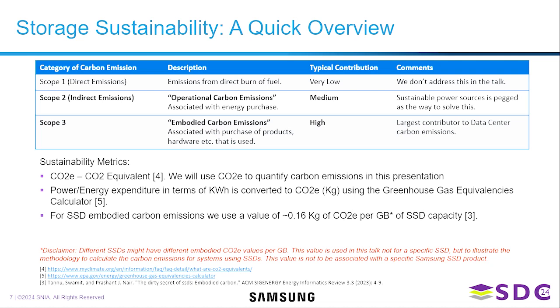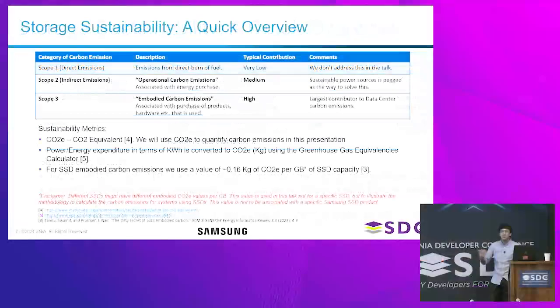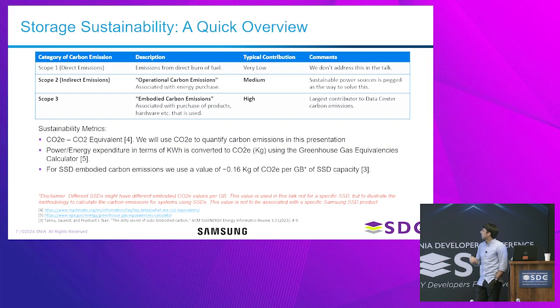Scope 2 carbon emissions are also called indirect carbon emissions. And this is essentially when you purchase energy or power to run your equipment. So in a data center, you have servers, SSDs, all of this. And also because you're purchasing energy to operate your hardware, this is called operational carbon emissions. And this is a term I'll use repeatedly throughout the presentation. So maybe it'd be good if you could remember that.